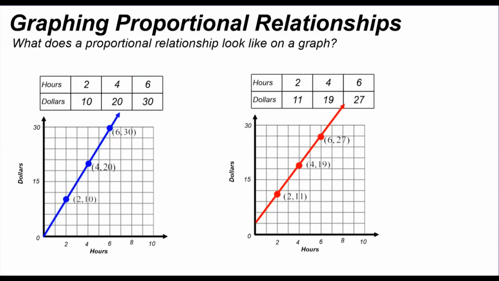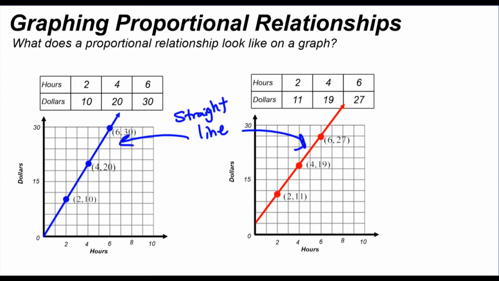So what is different about these graphs and what's the same? Well, if we're looking at them, I see that they both have a straight line in common. So I'm not really sure what that tells me about a proportional or non-proportional relationship here. They've both got the same straight line. So what else is different about them?